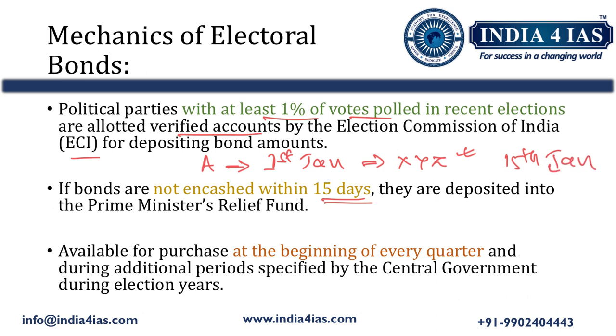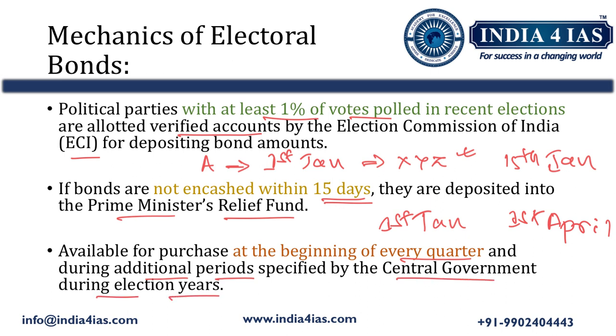If it fails to encash the bonds within 15th of Jan, then the money directly goes to the Prime Minister's Relief Fund. So the window period available to encash electoral bonds is only 15 days from the date of purchase. The bonds are available for purchase at the beginning of every quarter, that is 1st Jan, 1st April, 1st July, and 1st October, and also additional periods as specified by the central government during election years.